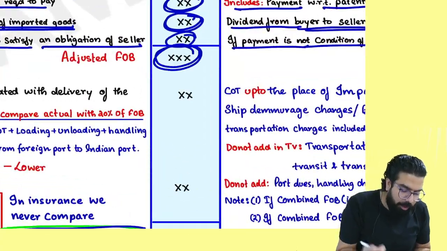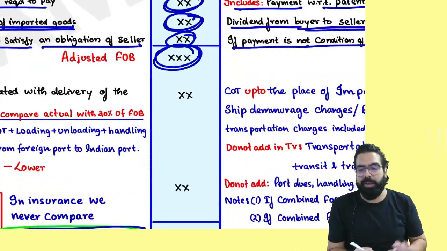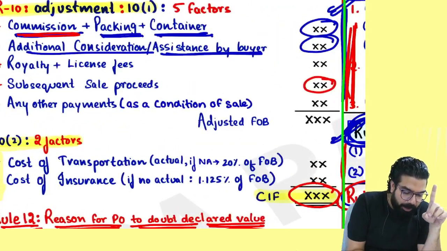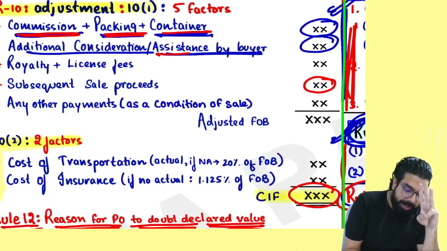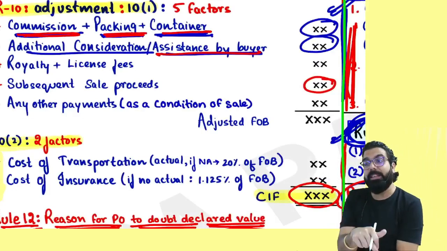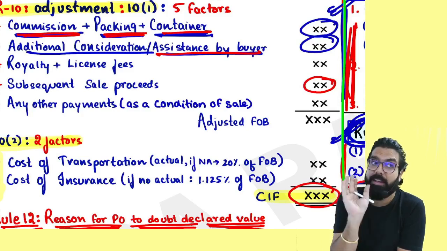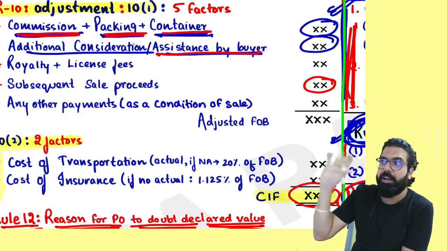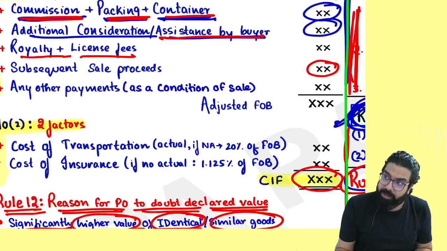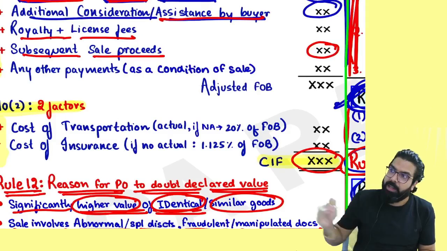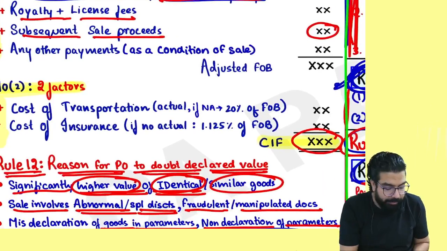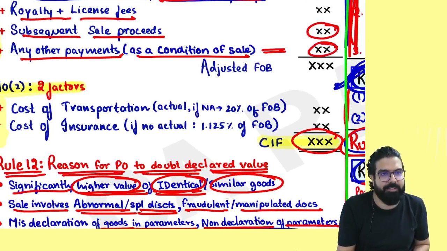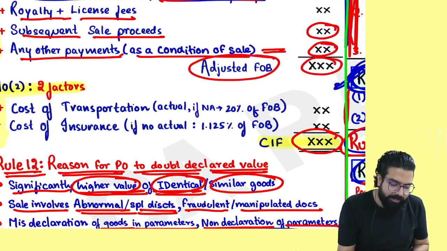People, this is the total amount that will give you the adjusted FOB. Everyone, can you tell me what are the things included? Number one, commission, packing, container. Any additional assistance given by you. But in this assistance, be clear: engineering and development work undertaken in India, don't include. Undertaken outside India, include. Next, royalty and license fees, add. Subsequent sale proceeds, add. Dividend, don't add. Any other payment as a condition of sale, obligation of the supplier made by the recipient, add it. You will get the adjusted FOB.